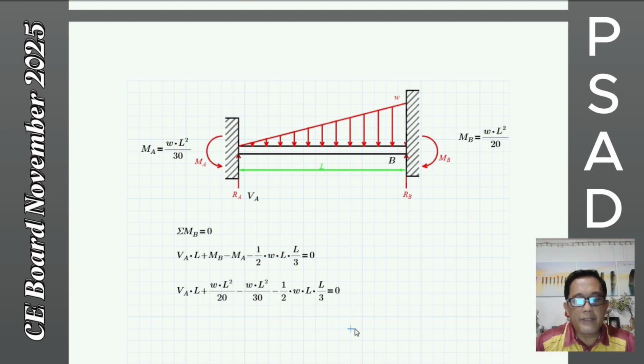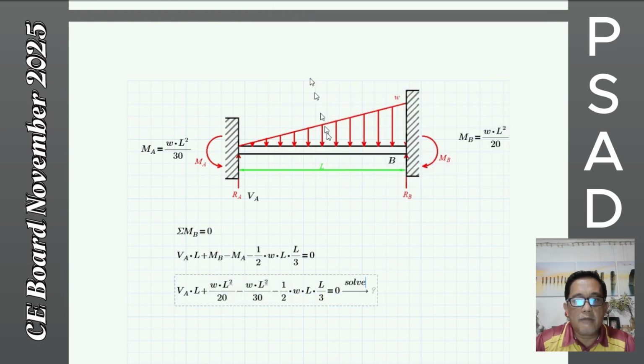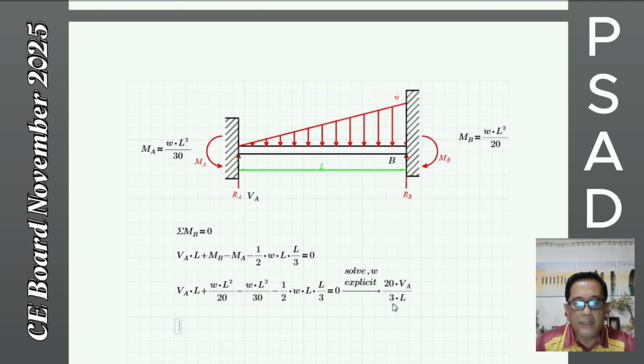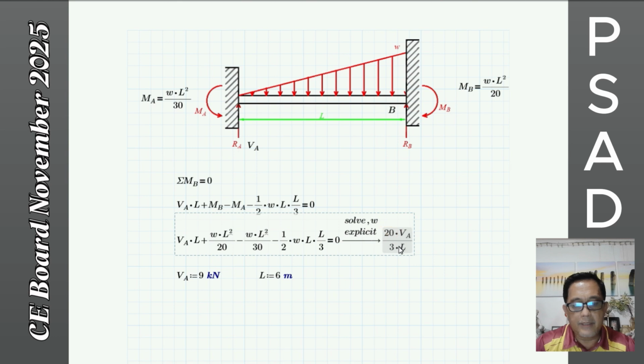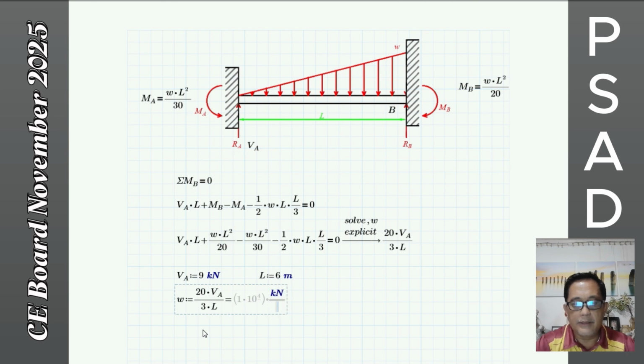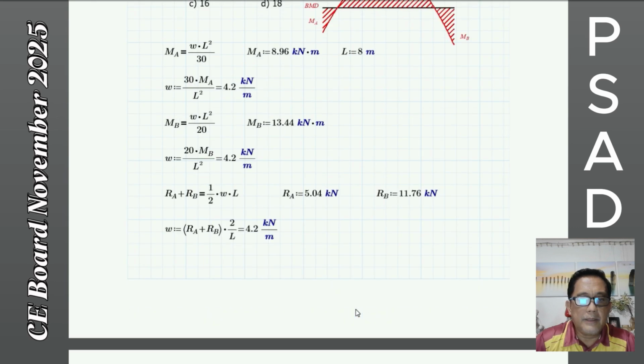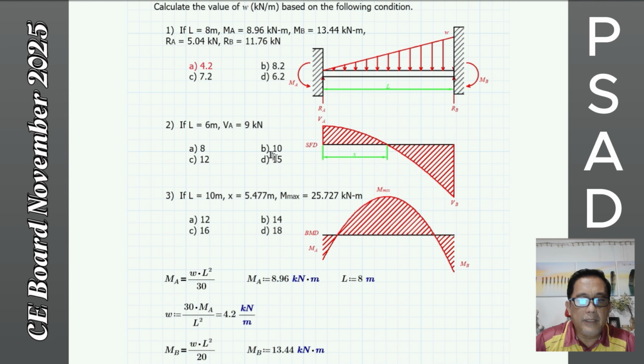Okay, now we can simplify this one, solve for W, or we can just let MATHCAD solve for W explicitly. We'll just use symbolic solve for W explicitly. So W equals 20 times V sub A divided by 3 divided by L. Now our V sub A is 9 kilonewtons, and length here is 6 meters. So let's copy this. That will be our W. W equals that equals, let's express that in kilonewton per meter. It's 10 kilonewton per meter. That will be letter B, this one.